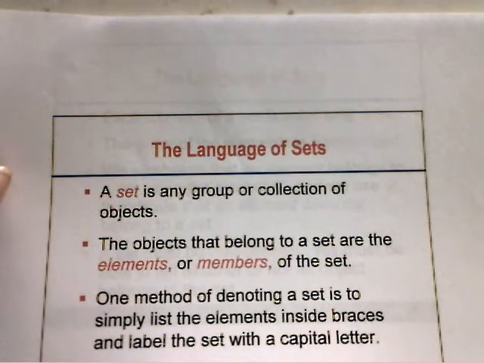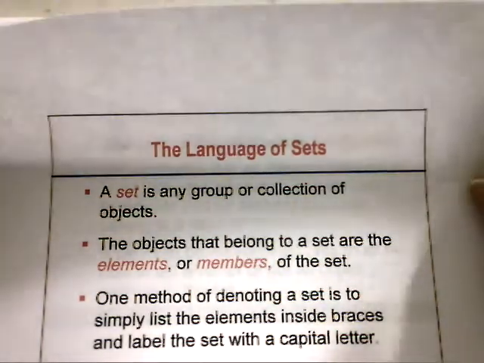Let's start off with some definitions here. A set is any group or collection of objects. A set is just any group or any collection of objects. And those objects that belong to the set are the elements or members of the set. One method of denoting a set is to simply list the elements inside the braces and label that set with a capital letter.